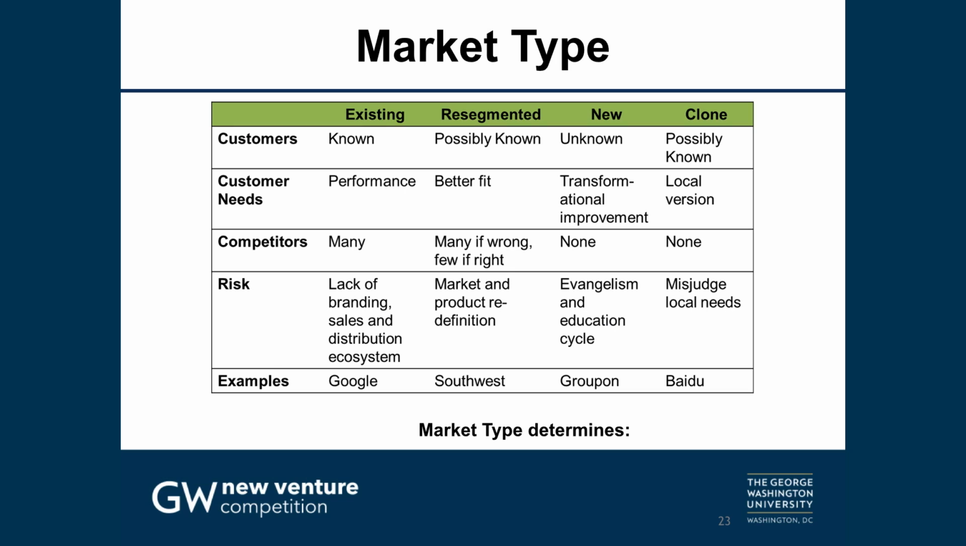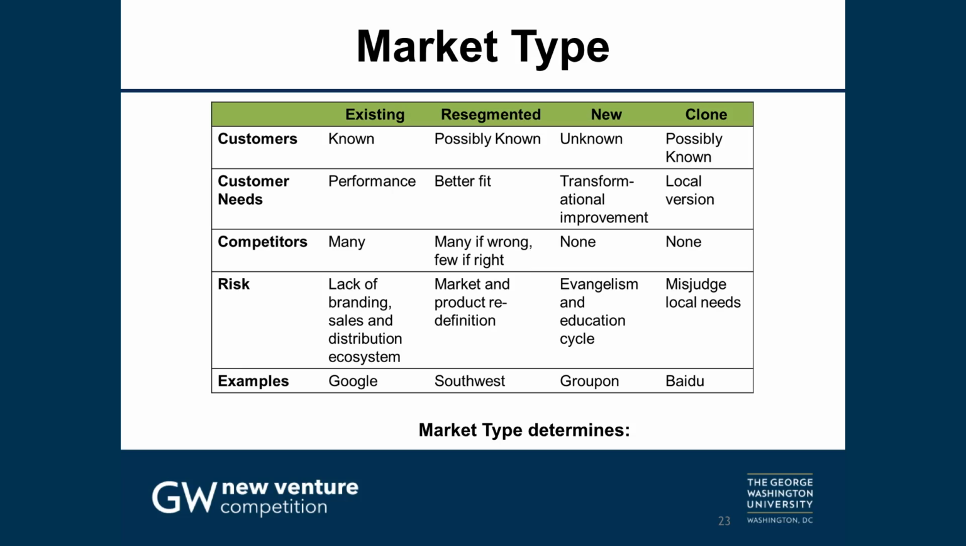Okay? Now let's take a minute and talk about another aspect of the customer segment element of the business model canvas, and that's the market type. You want to be knowledgeable and aware of the market type you're going into. Typically they come in 4 different kinds: existing markets, resegmented markets, new markets, and clone markets. And let's touch each of them in turn.